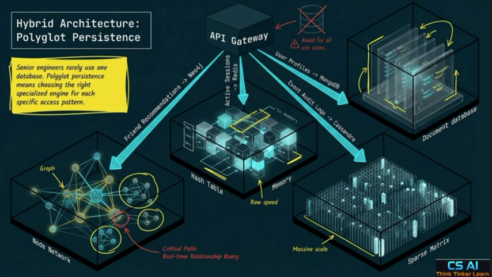We use polyglot persistence. In a hybrid architecture, your API gateway might route active sessions to Redis, user profiles to MongoDB, event audit log to Cassandra, and friend recommendations to Neo4j. Polyglot persistence means choosing the right specialized engine for each specific access pattern rather than forcing one database to do everything poorly.